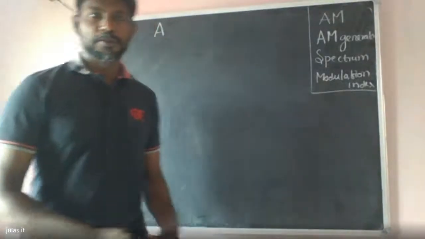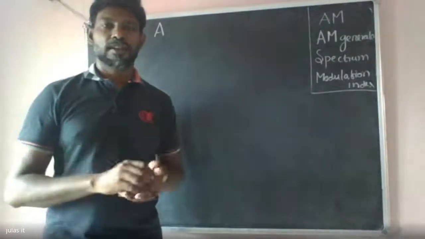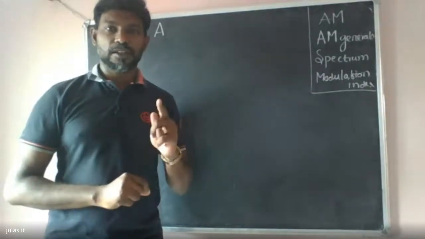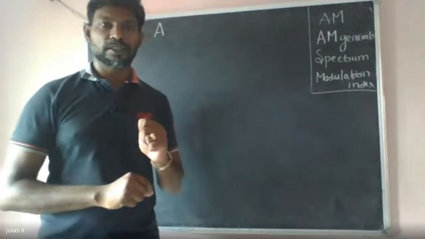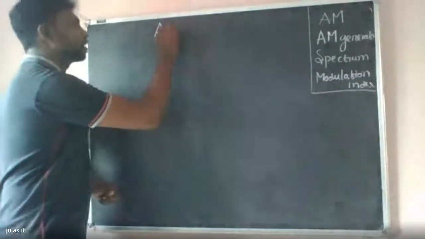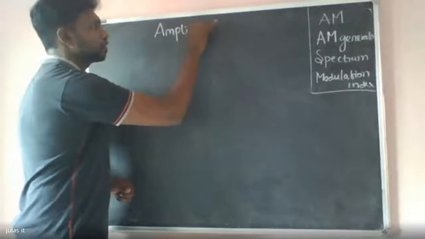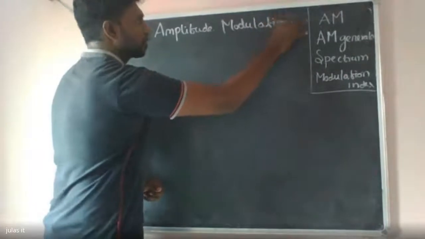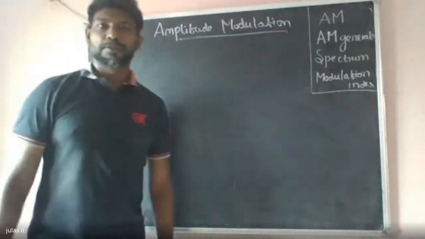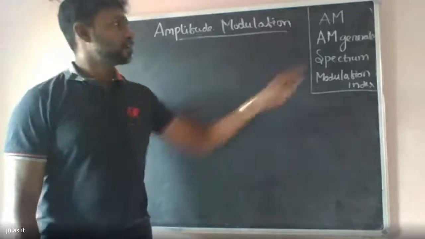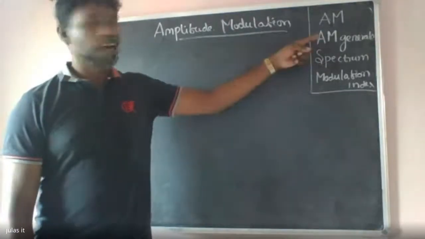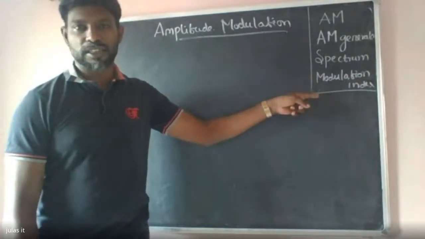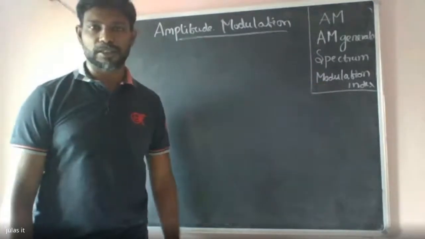So, very good evening. And last class we saw what we mean by modulation, right? And today we are going to see the first part of our important subject, which is known as amplitude modulation. Today we are going to cover what is amplitude modulation, then how the amplitude modulation is generated, then third, what is spectrum, then modulation index. These are the four categories we are going to see today, right?